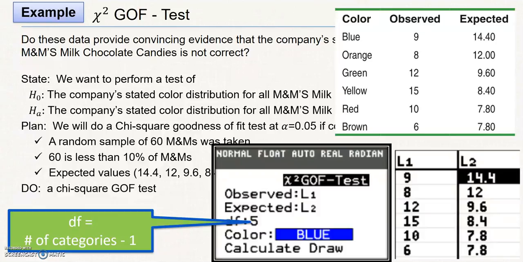Now be careful on this. Your degrees of freedom have nothing to do with the sample size any longer. For the chi-square test, you actually want the number of categories minus 1 instead of your sample size minus 1. So degrees of freedom for this one, because there are 6 colors, 6 minus 1 is 5. Pause and put your data in L1, L2, and run a test.